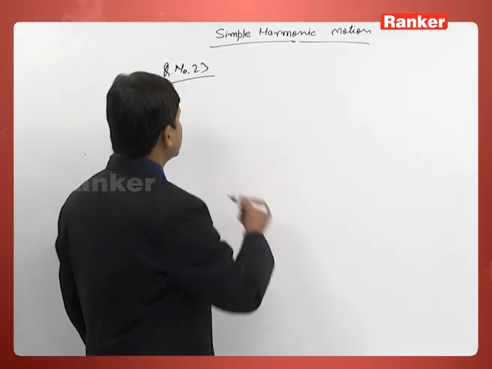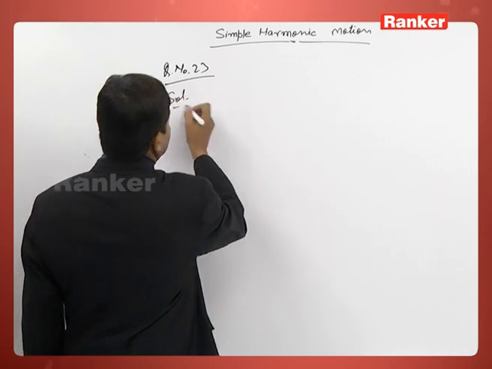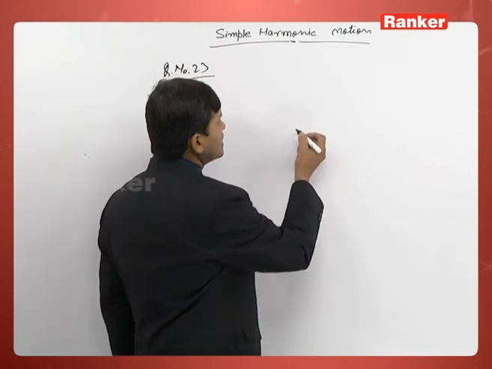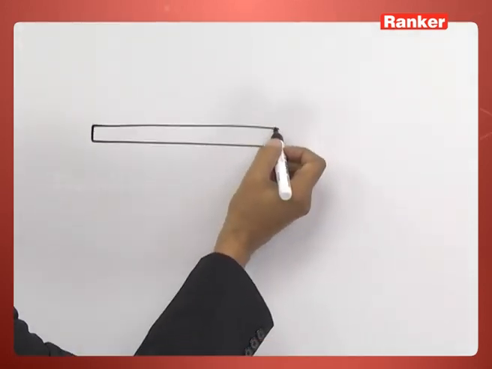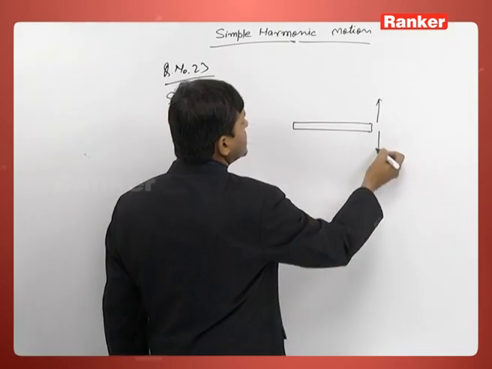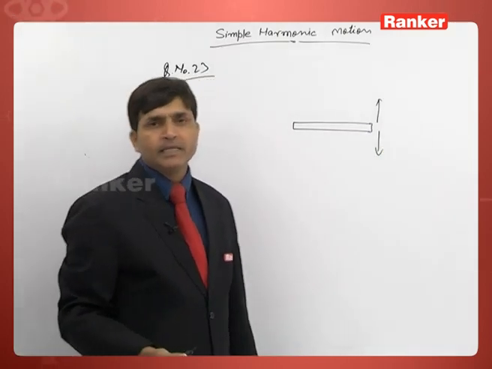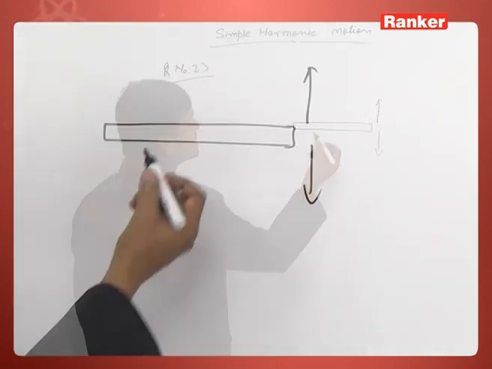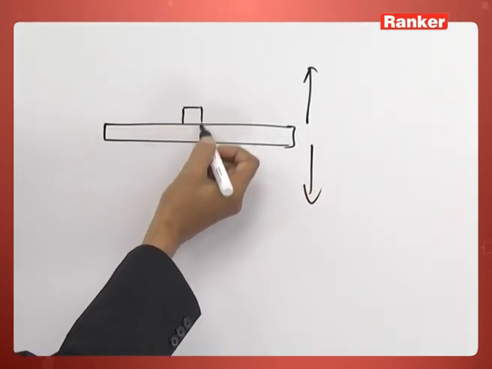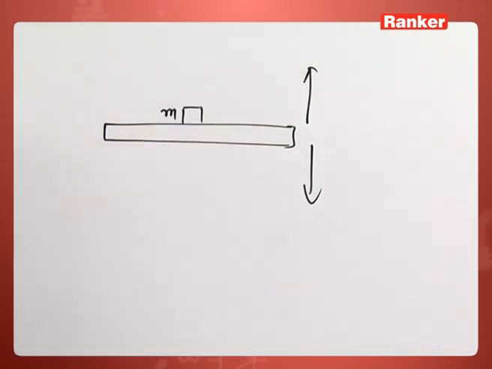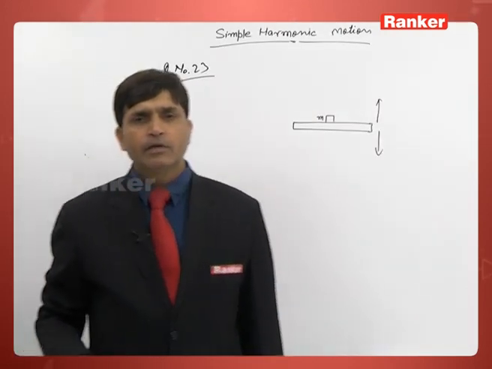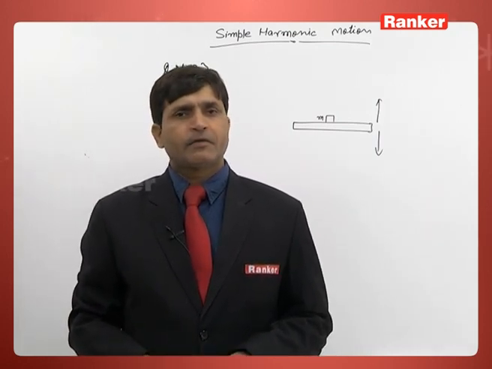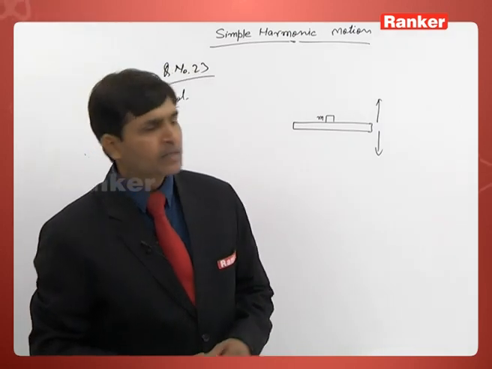As per the question, it is given a flat horizontal board. So this is your flat horizontal board, and this board is oscillating up and down. It is given that a particle of mass m is kept on the board, so the particle should not be detached from the board. So what is the maximum amplitude?